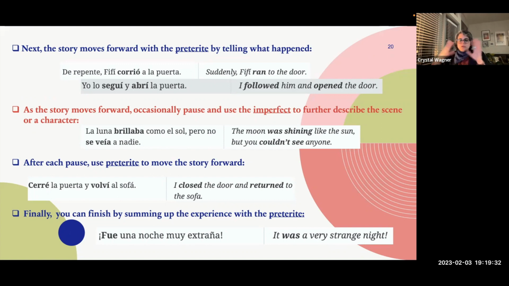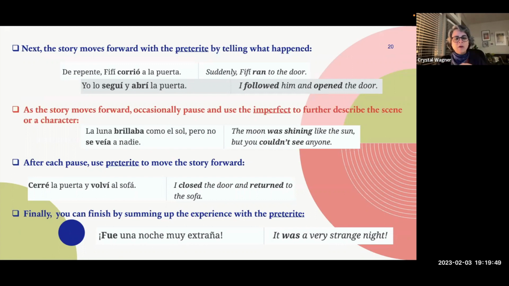And so then finally you have to conclude the action because the story ends, right? Fue una noche muy extraña. In this case, it's summing up the experience, right? Using the preterite, you don't have to. You can conclude it a different way, but of course it would be the preterite because it concludes the action.